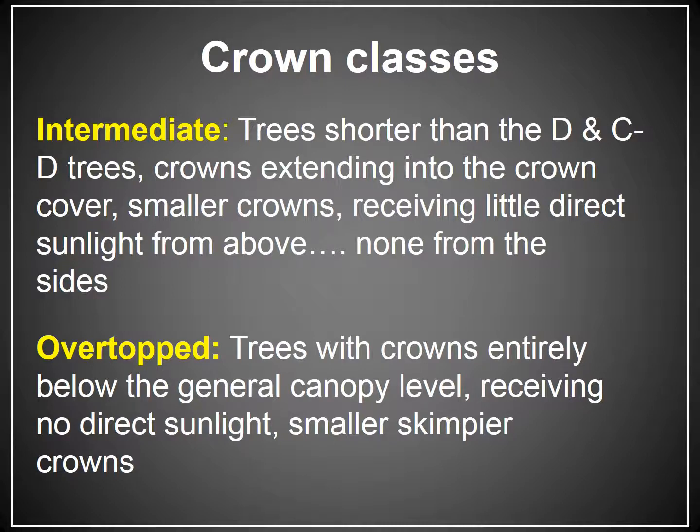Intermediate trees are shorter. They receive a minimum amount of direct sunlight from above and no direct sunlight from the sides. Overtop trees or suppressed trees maintain really small crowns. They're set up below the main canopy level and they receive no direct sunlight.